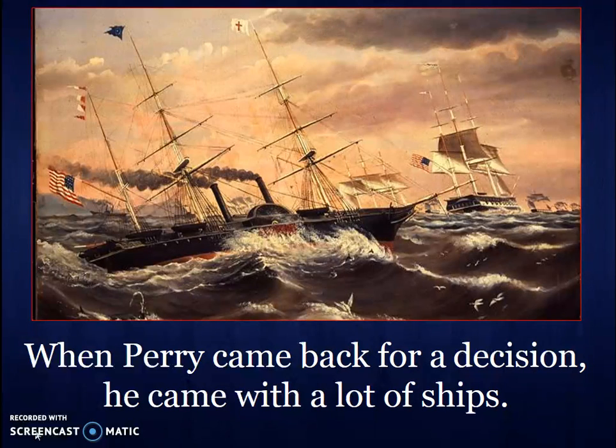Perry does return about 6 months later. He did not give them the full year that they were expecting, and he demands another answer. When he arrives the second time, he comes with about 10 ships this time. So again, this is going to look very intimidating to the Japanese people, especially considering, as I said before, they did not have any navy to speak of. They weren't allowed to even build ships that could compete with the size of these naval ships.